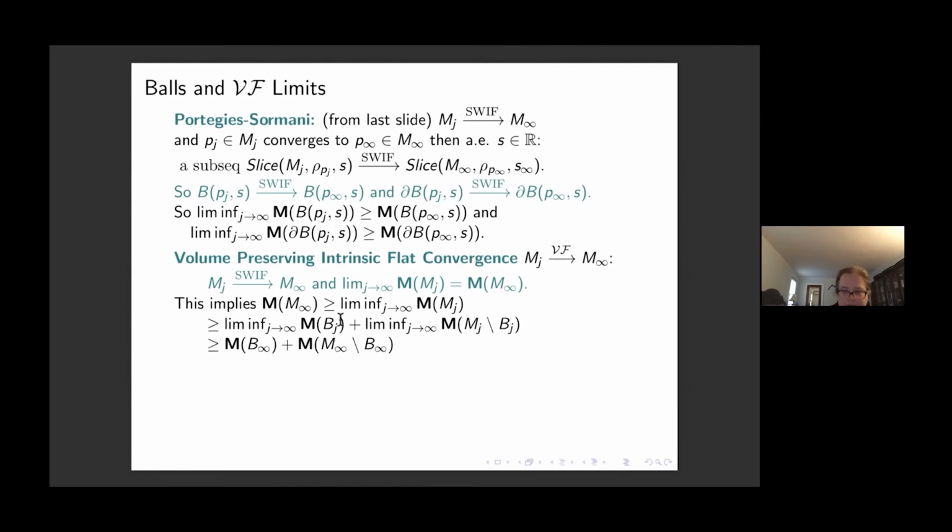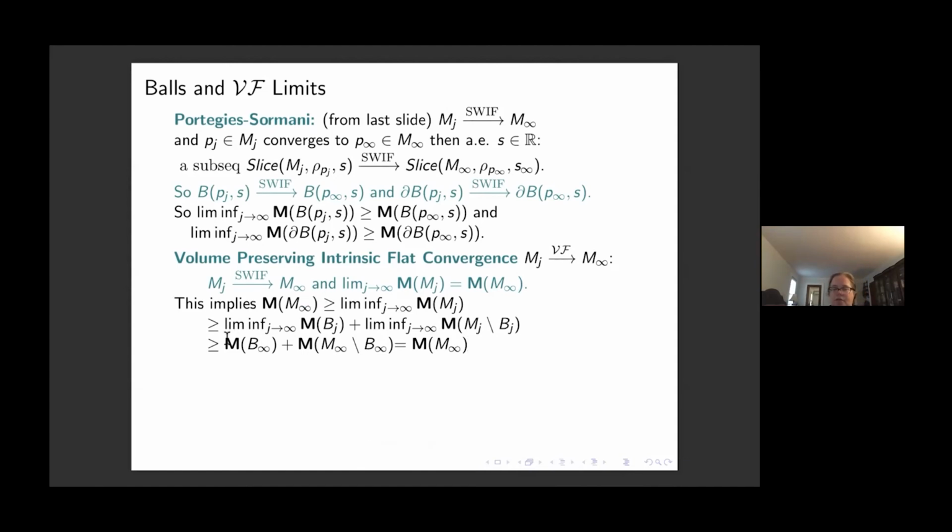But the B_j converge to B_infinity. So the mass of the B_j is bigger or equal to mass of B_infinity. And the M_j taking away B_j converge to M_infinity take away B_infinity. And those masses will be bigger than the mass of the limit. So we have mass of the whole is bigger or equal to each of these pieces, is bigger or equal to this, but those add up to the mass of the whole.